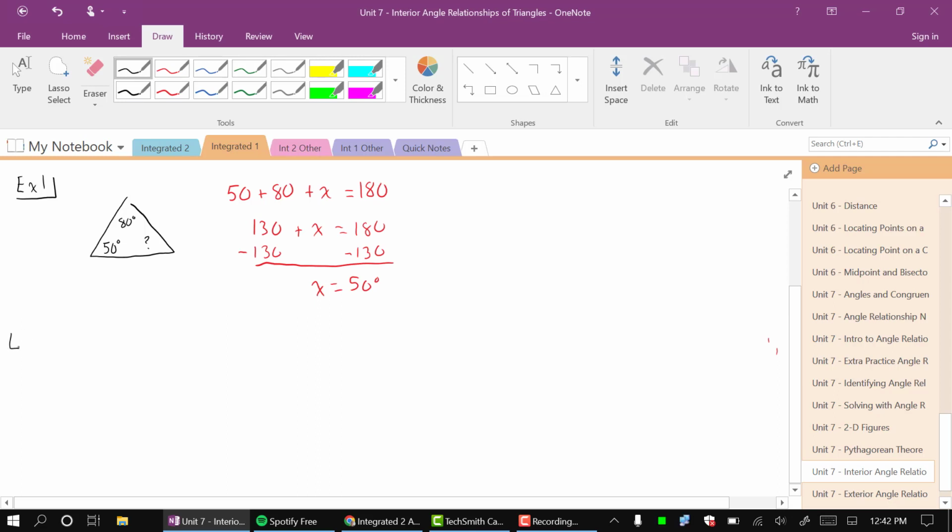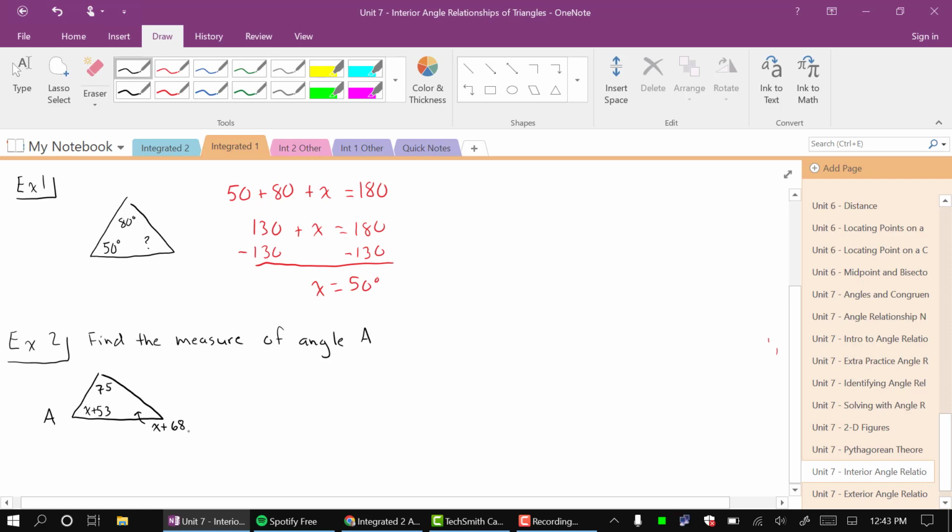So let's take a look at example 2. So I want to find the measure of angle A. So I have this triangle right here. This is going to be my angle A, by the way. So this is x plus 53. This is going to be 75. And this is going to be x plus 68.